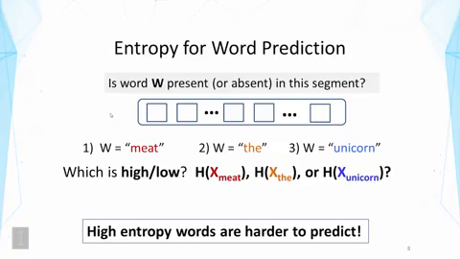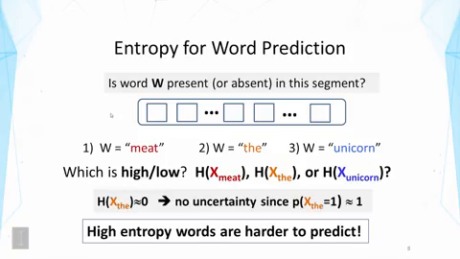If you look at the three words, meat, the, and unicorn, again, we clearly would expect meat to have a higher entropy than the or unicorn. In fact, if you look at the entropy of the, it's close to zero because it occurs everywhere, so it's like a completely biased coin. Therefore, the entropy is zero.